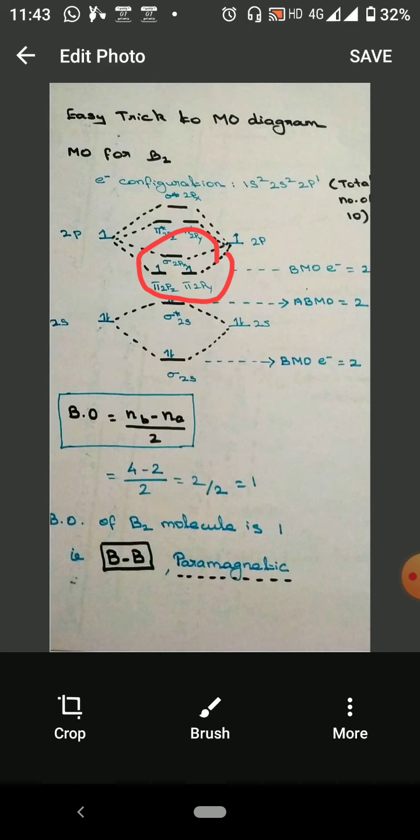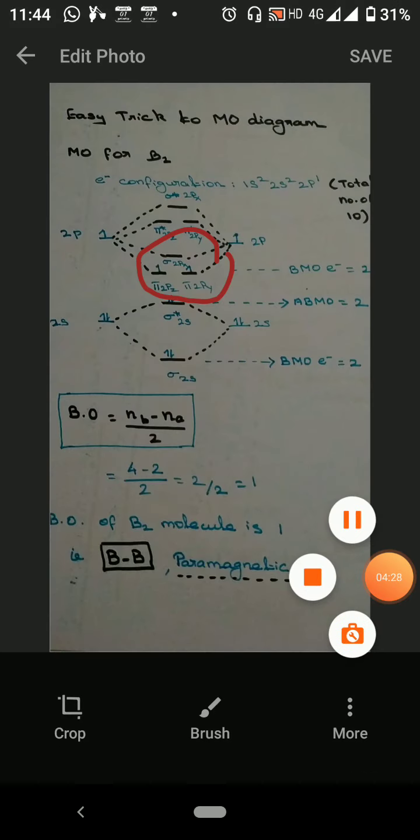Then we can also predict the magnetic properties of the boron molecule by observing the number of electrons present in its p orbitals. Further, for the boron molecule, we can observe that a single electron is present in the sigma x orbital. So the magnetic property of boron is paramagnetic.